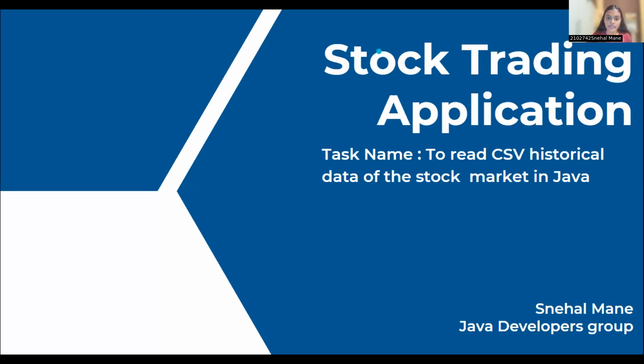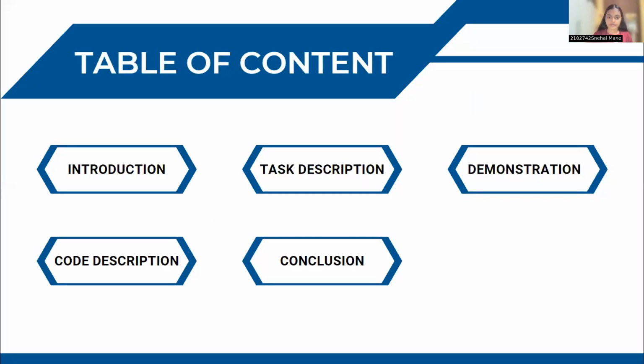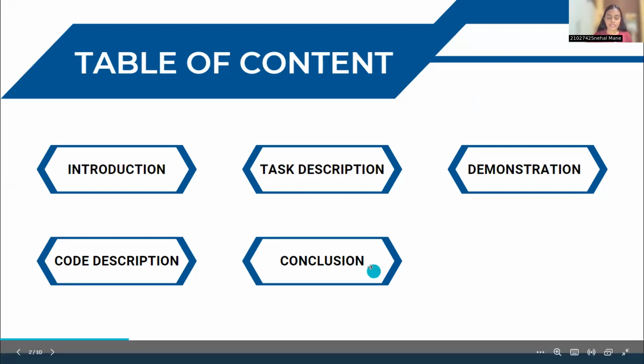So good evening, everyone present here. My project name is Software Application, and my task is to read CSV historical data of the stock market in Java. And my group is Java Developers Group. Here is the table of contents: introduction, task description, demonstration, code description, and then last, conclusion.